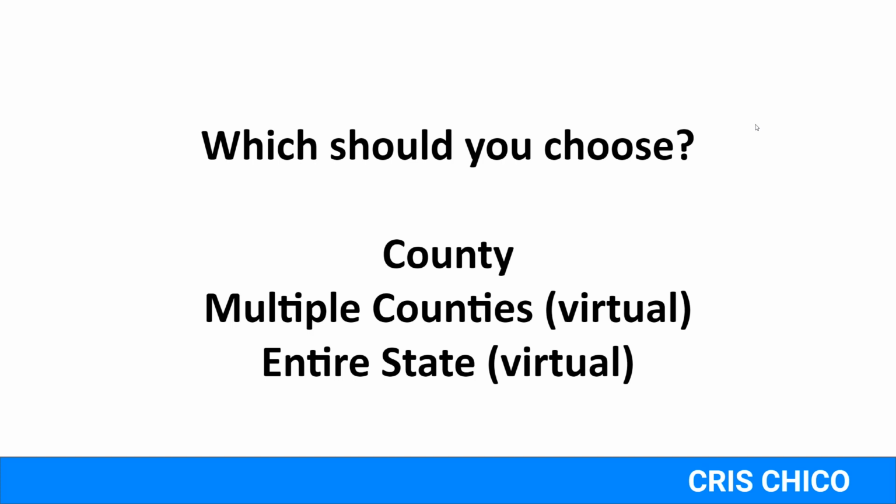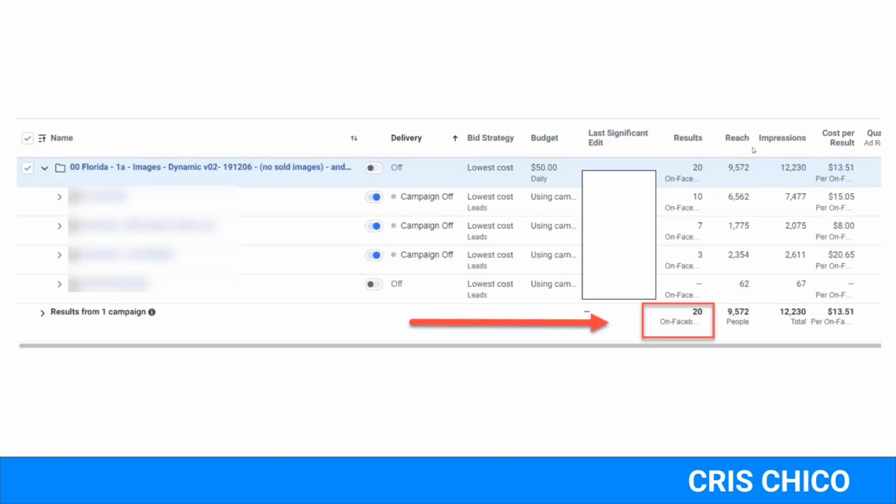The next layer would be to choose the entire state. And now you're going to get deals all over the state. You can choose one or the other. If I had to pick one, I'd pick the one in the middle, which is multiple counties, and that way you can go virtual. So as an example, I recently ran a campaign in the entire state of Florida.